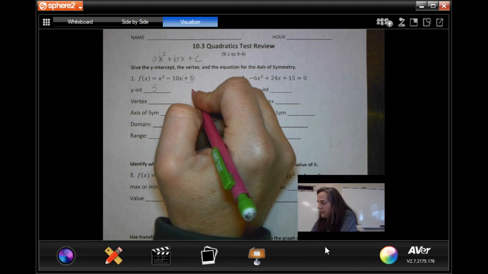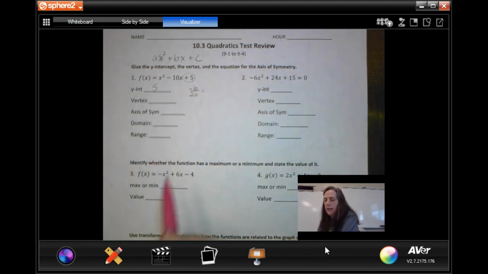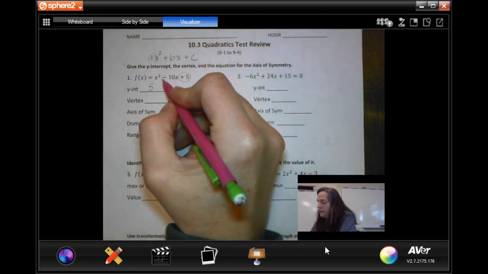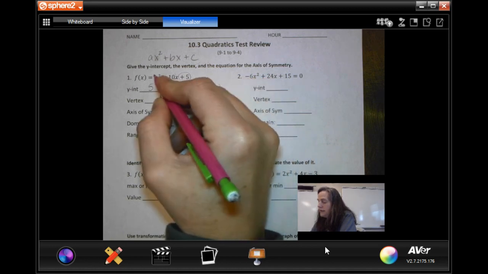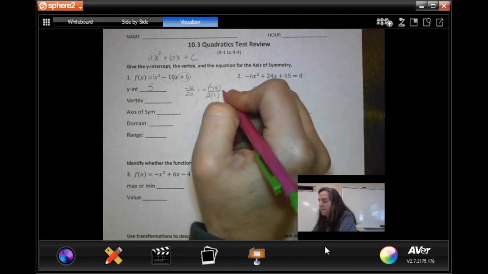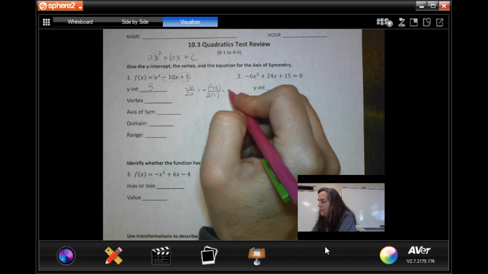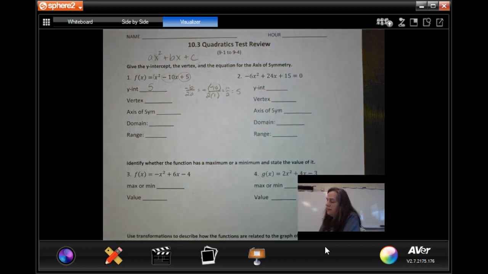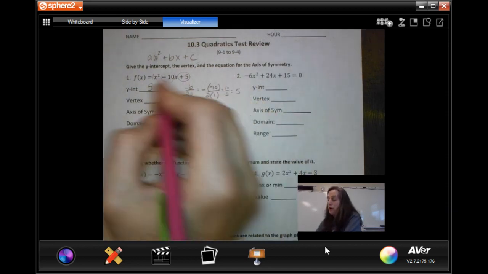Vertex, to find the vertex, it's negative B over 2A. And you've got to plug in the numbers that you've got. So negative B is negative 10. 2 times, and remember there's a 1 there, not a 0. So it would look like that. 2 negatives, so now it's positive. 10 over 2 or 5. And that is our axis of symmetry and the X part of our vertex.